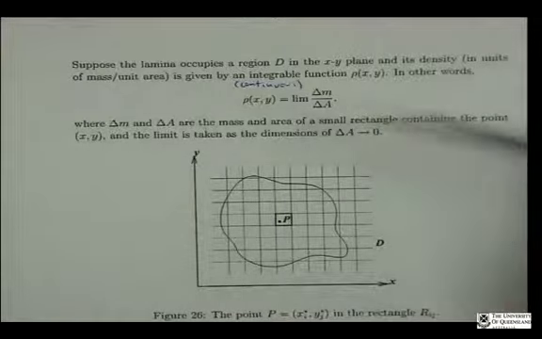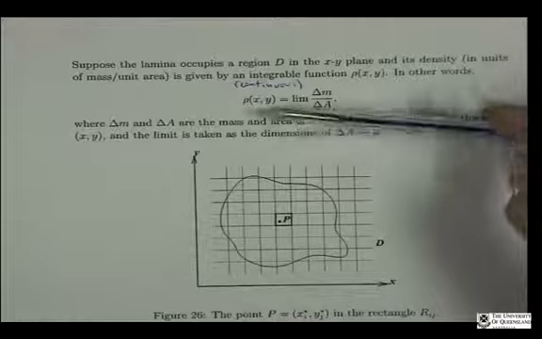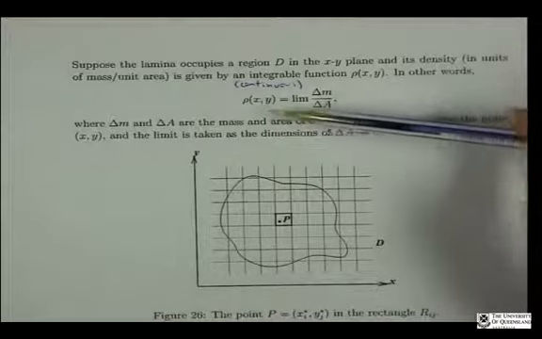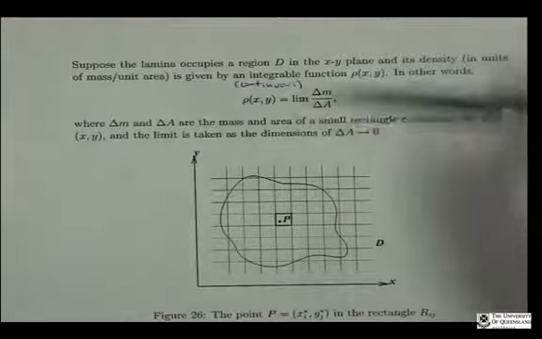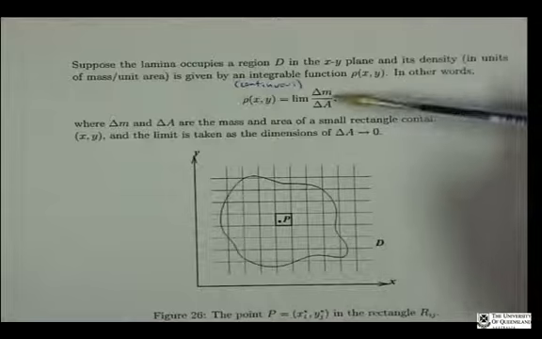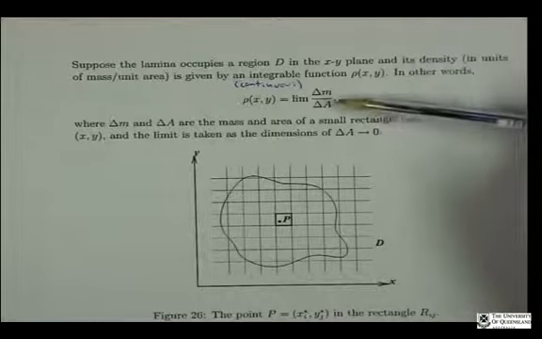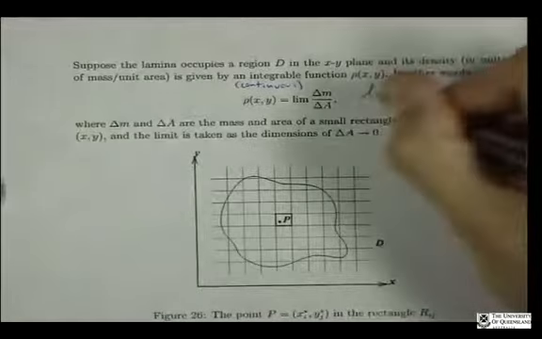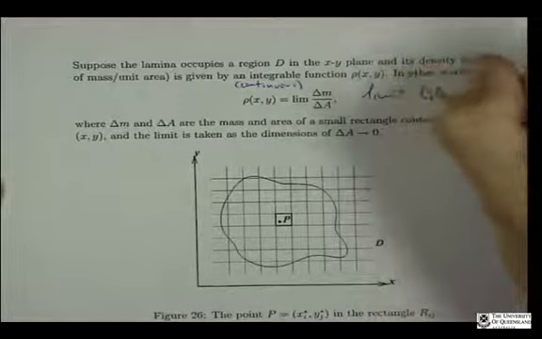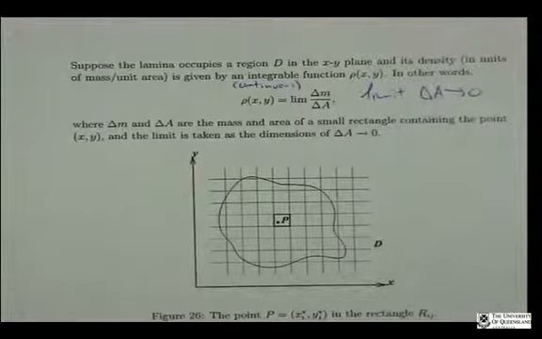And now that 2-dimensional density function is taken to be the ratio of mass divided by area, where the limit here is taken as delta A goes to 0.